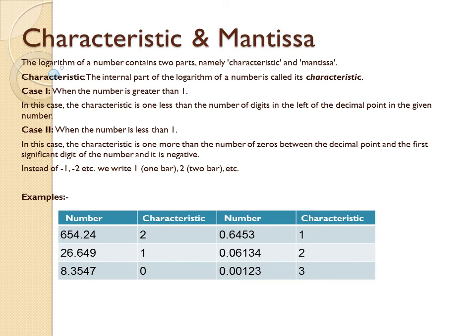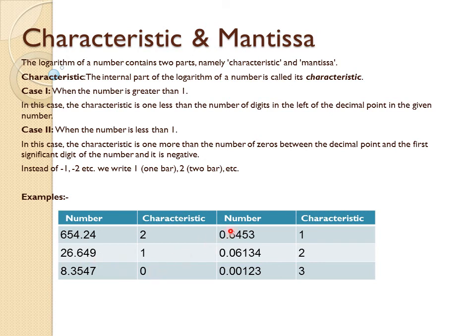Here in the first example, the number is 654.24. Now 654, so basically it is 3 digits. 4 is 1 digit, 5 is 1 digit, 6 is 1 digit. So before the decimal point there are 3 digits, so the characteristics is digits minus 1. So 3 minus 1, that is 2. In the second example, there are 2 digits before the decimal point, so the characteristics will be 1, because I am just subtracting 1. In the last example, 8.3547, the total number of digits before the decimal is 1, so 1 minus 1, the characteristics is 0.